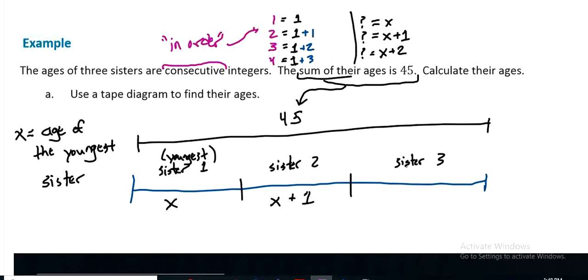Sister 3 is the oldest sister, so her age is the greatest. Just like here, how 1 was equal to 1, 2 was equal to 1 plus 1, 3 was equal to 1 plus 2. And over here, the first consecutive number was x, the second was x plus 1, the third was x plus 2. We're going to have x plus 2 right here. So, in order to find their ages, let's make an equation.